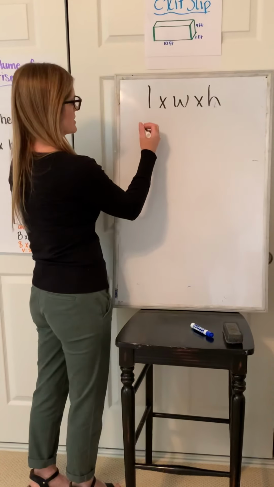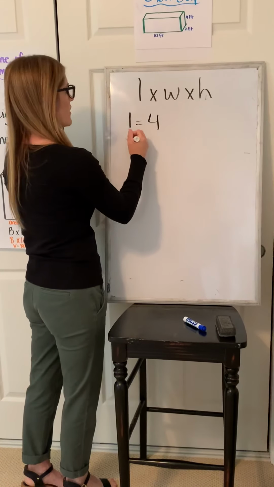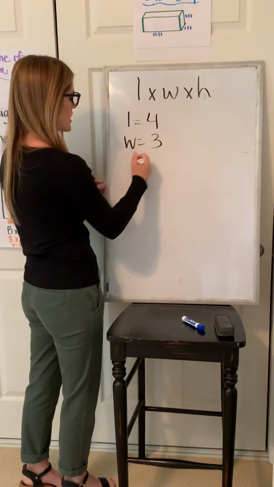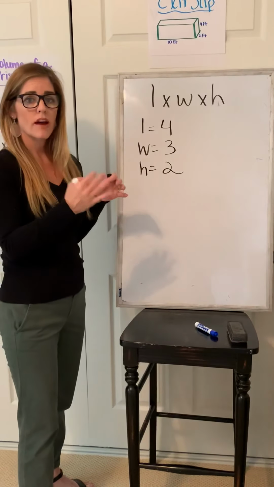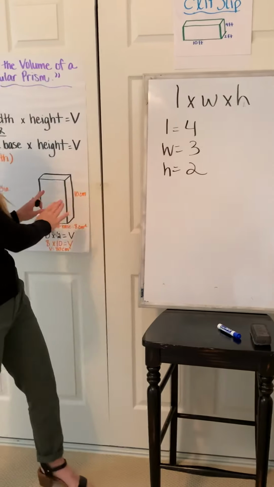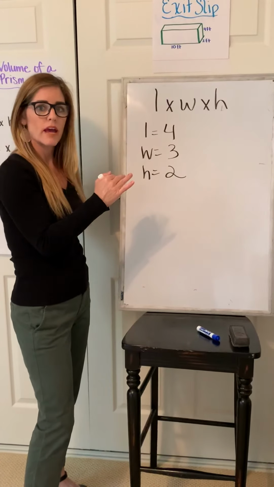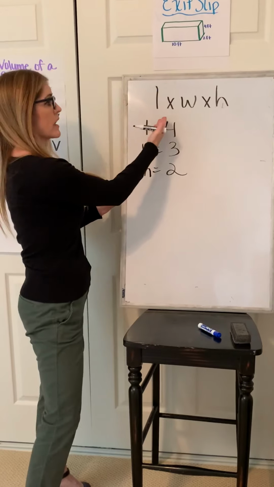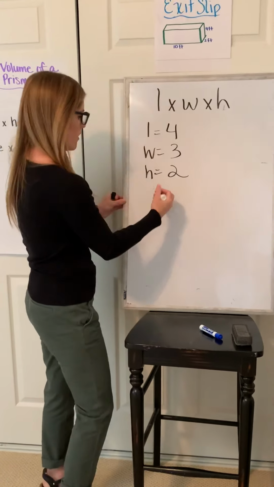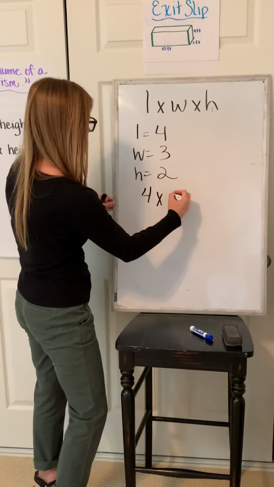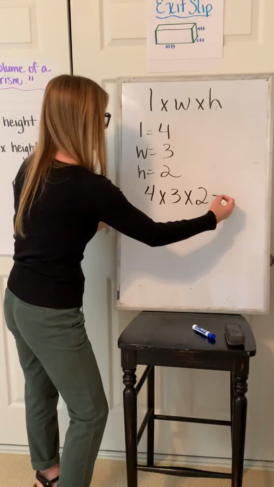And it might say something like, oh, the length of this figure is 4, the width of the figure is 3, and the height of the figure is 2. Solve for volume. So you have to be able to solve it if it's drawn for you, but also if it's just written out. Okay, so we'll just practice that. I know my formula is length times width times height. So I would solve 4 times 3 times 2 would be the volume, okay?